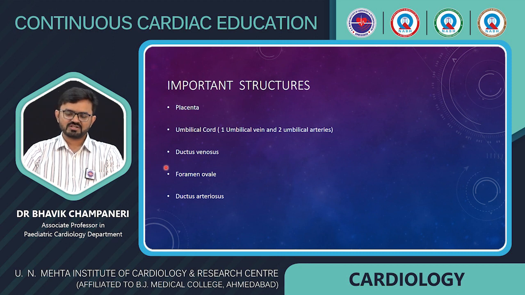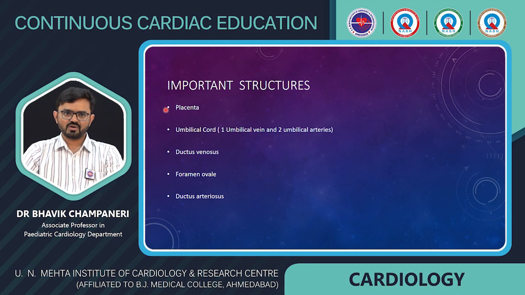So it's important to understand the various structures which are responsible for maintaining fetal circulation, and first is placenta. So placenta is very important when we are talking about fetal circulation. The gas exchange happens at the level of placenta and not at the level of lungs, because lungs are underexpanded and the gas exchange does not happen at the level of lung.